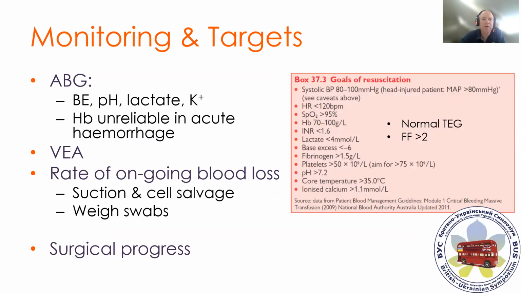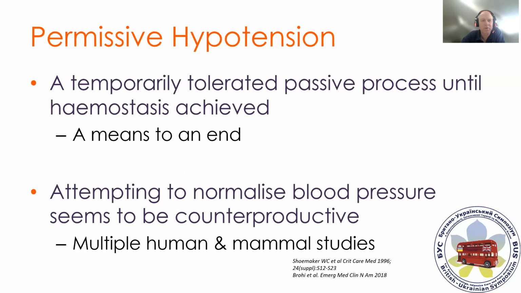In terms of monitoring and targets, we use physiological markers on the arterial blood gas rather than the hemoglobin, which is unreliable in the acute hemorrhage, as you know. We use viscoelastic assays as well as the rate of ongoing blood loss. And there are some targets here from the Oxford Handbook of Anaesthesia, which I won't dwell on, but this will be available as a PDF for you to review and obviously to watch.